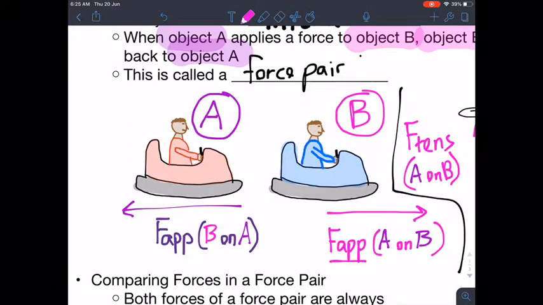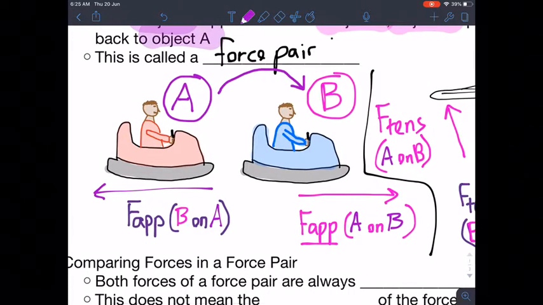And we know that when they hit each other, object A is going to apply a force onto object B. And we see that force right here. So there's an applied force from object A, that's where it started, to object B, and that force is to the right, okay? So that is the first force in the force pair.